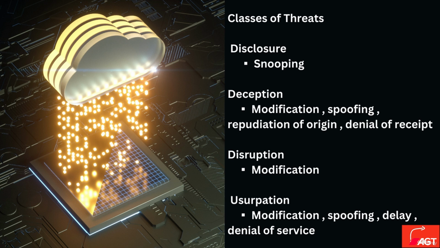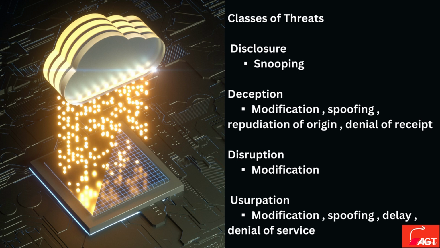Another type of usurpation threat is a delay attack. Delay attacks intentionally slow down or delay data or communications, and this can lead to the loss of data availability and integrity. Delay attacks can be started in a number of ways, including bandwidth limiting, routing manipulation, and network congestion.